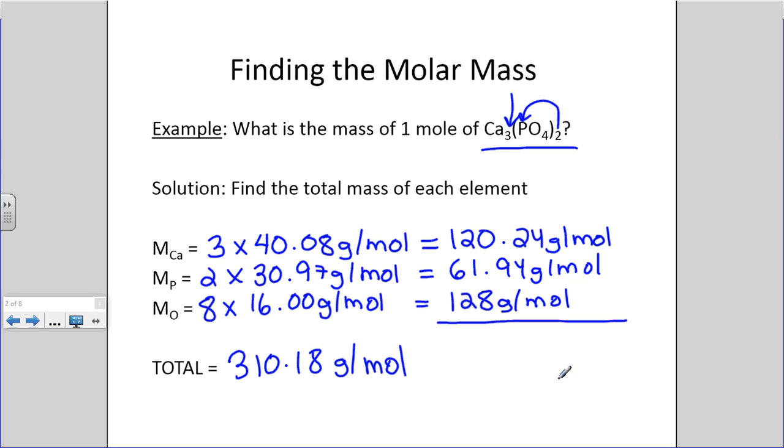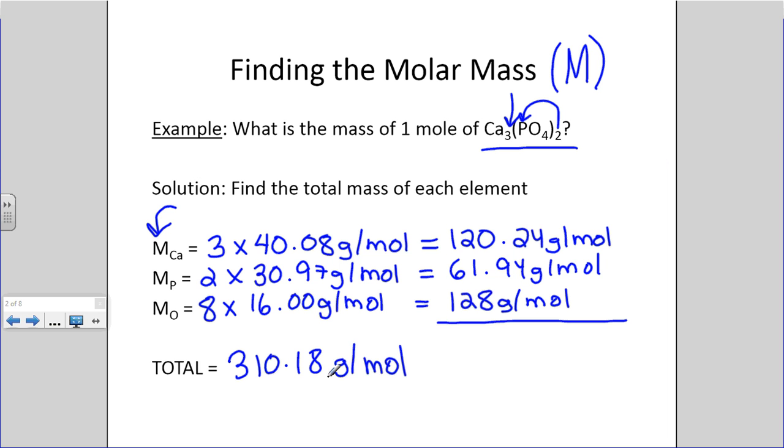Now you might have noticed over here on the side, we're using a different symbol here for molar mass. For molar mass, we're going to use the symbol of capital M. That's pretty standard. So lowercase m is for just regular mass, and when you see the uppercase M, that's for molar mass.